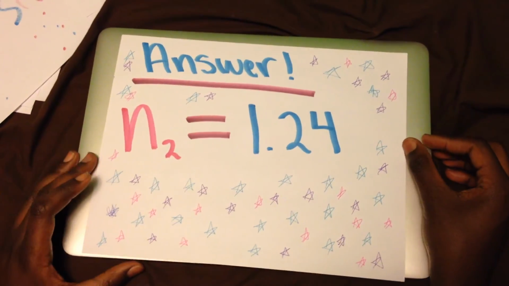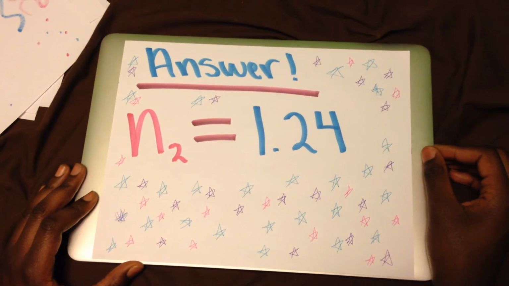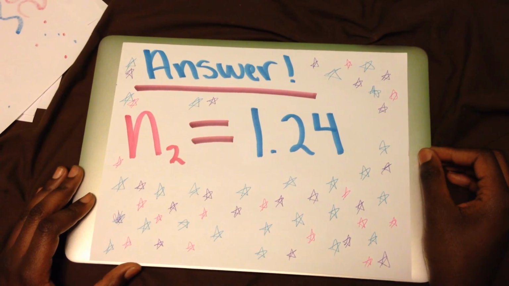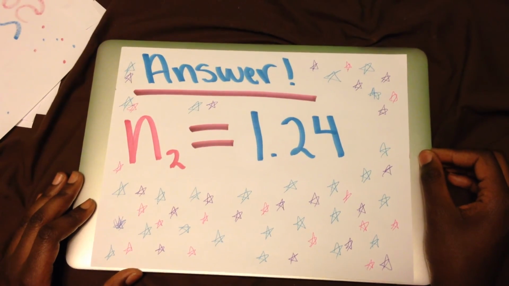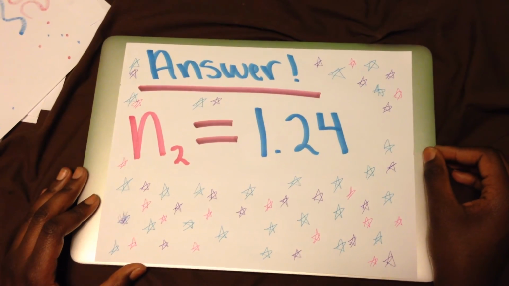So, with the index of refraction of the first medium of 1, an angle of incidence of 50 degrees, and an angle of refraction of 38 degrees, our index of refraction for our second medium is 1.24.